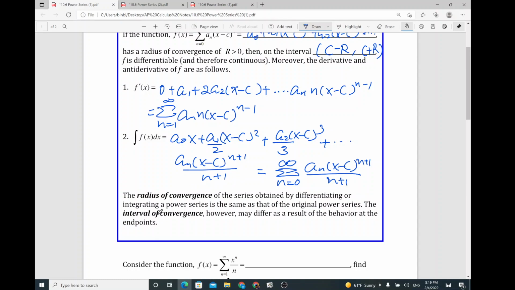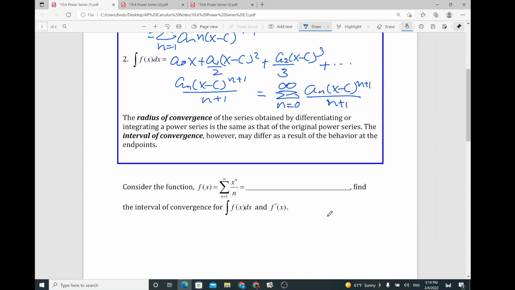The intervals of convergence, however, may differ as a result of the behavior at the endpoints. So definitely we have to check the endpoints for the interval of convergence. Now let's look at this one here, consider the function.